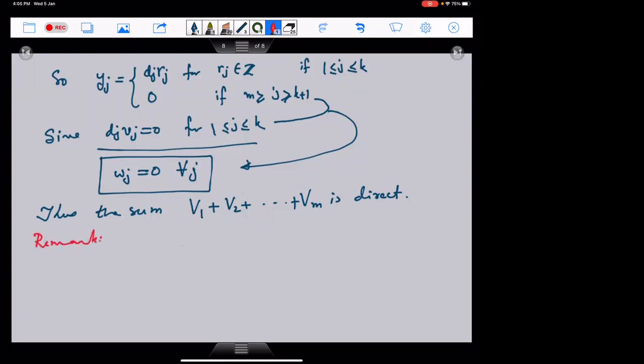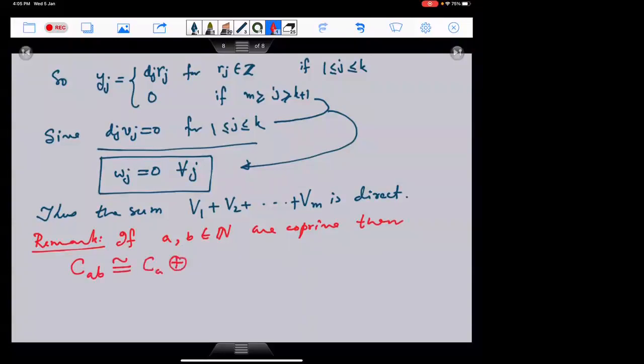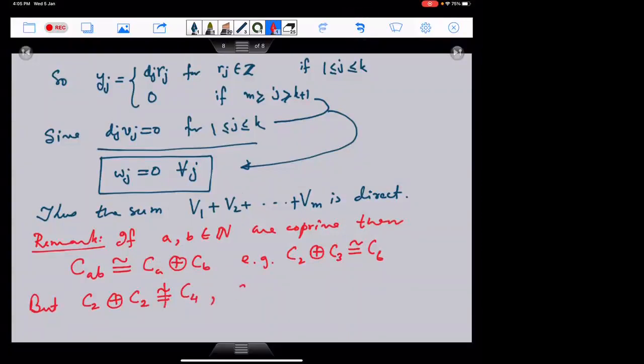Remark. If A and B are natural numbers that are co-prime, then C_AB is isomorphic to C_A plus C_B. Is it fine? For example, C2 plus C3 is isomorphic to C6. But C2 direct sum with C2 itself is not isomorphic to C4, or similarly C2 with C4 is not isomorphic to C8.